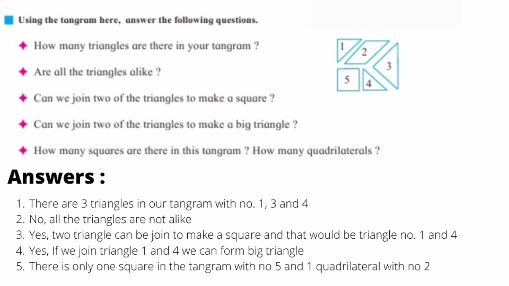Next is, can we join 2 of the triangles to make a big triangle? Yes, we can join triangle number 1 and 4 to form big triangle. The next, how many squares are there in this tangram? How many quadrilaterals? There is only 1 square in the tangram with number 5 and 1 quadrilateral with number 2.